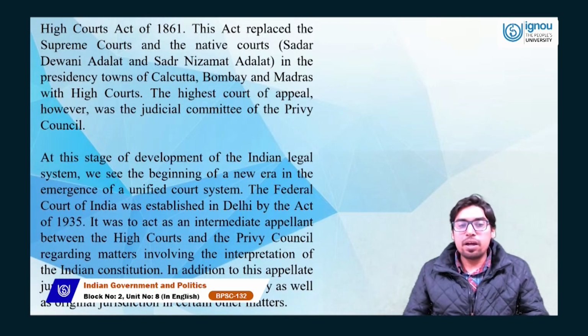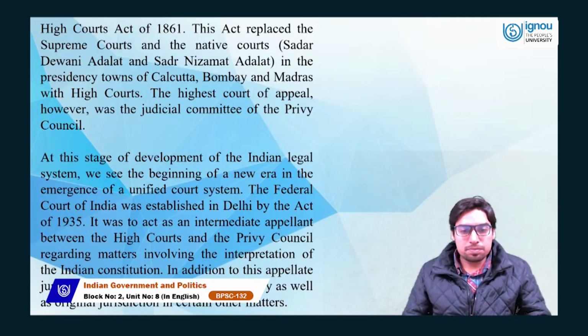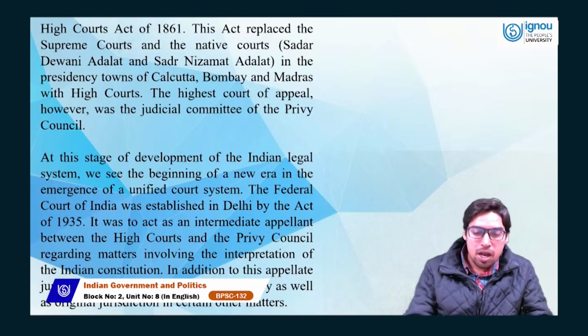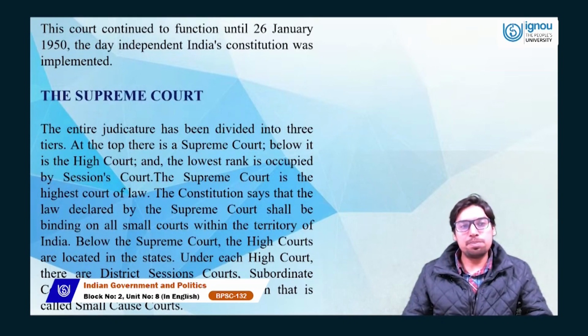The Federal Court of India was established in Delhi by the Act of 1935. It was to act as an intermediate appellate court between the High Court and the Privy Council regarding matters involving the interpretation of the Indian Constitution. In addition to appellate jurisdiction, the Federal Court had advisory as well as original jurisdiction in certain other matters. These courts continued to function until 26 January 1950, the day independent India's constitution was implemented.